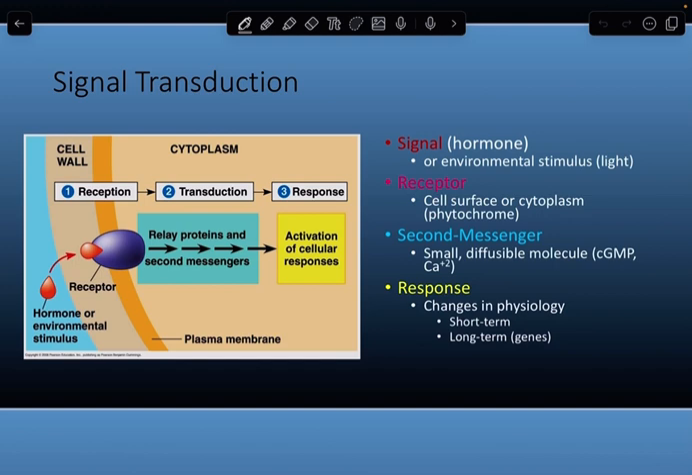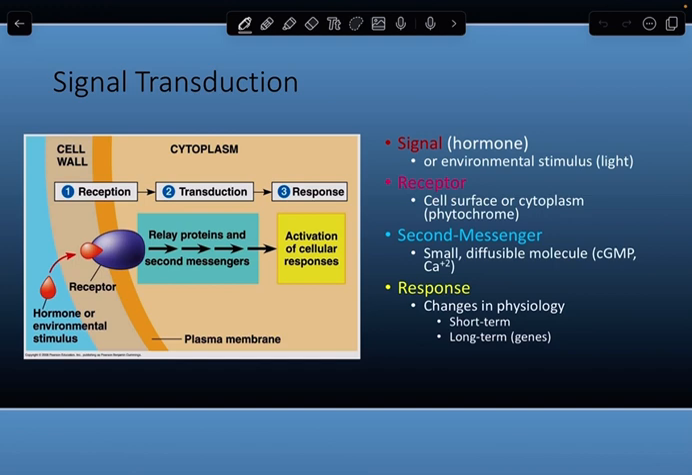So the four main components, right? The signal, the first one. It could be a hormone, it could be any sort of protein that's going around the cellular environment. Or remember we talked about the greening response in plants, it could even be an environmental stimulus like light. The signal binds to a receptor. This receptor is located within the cell membrane.